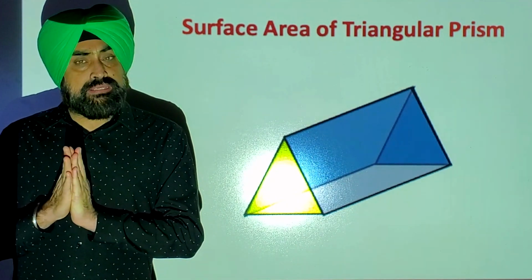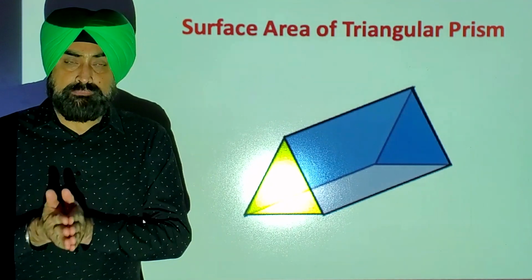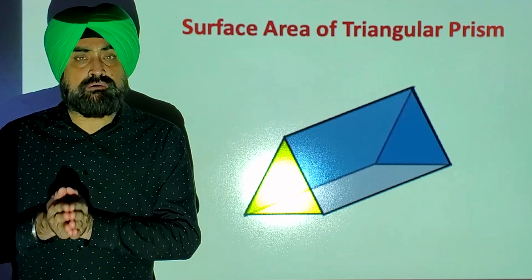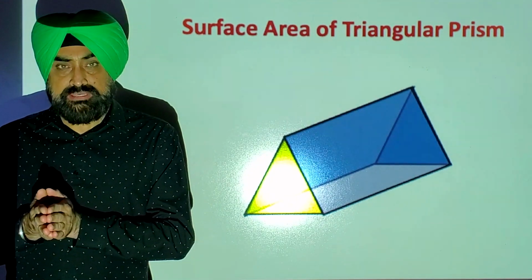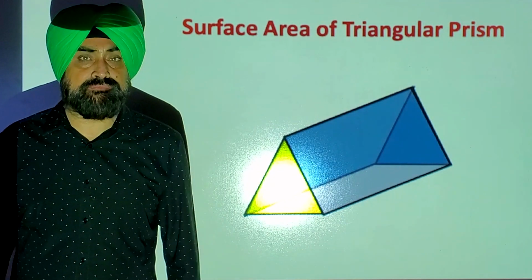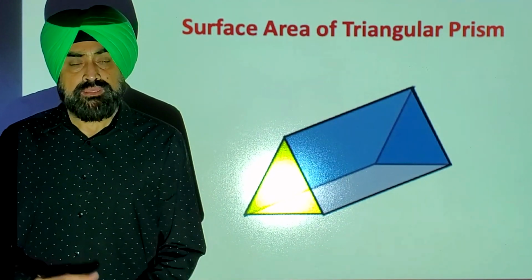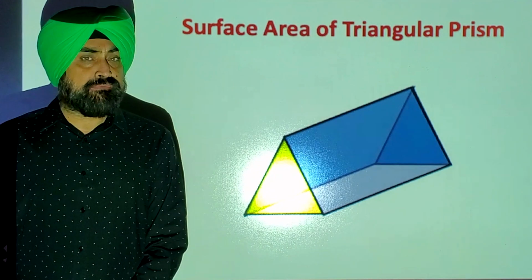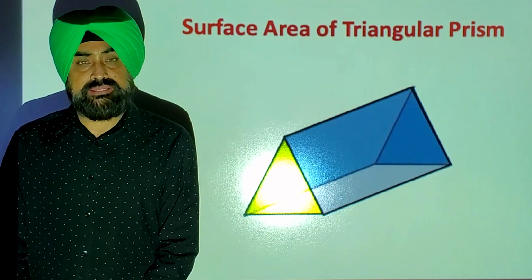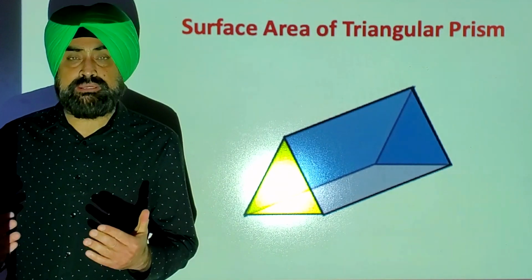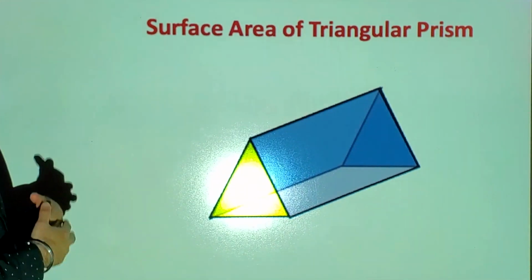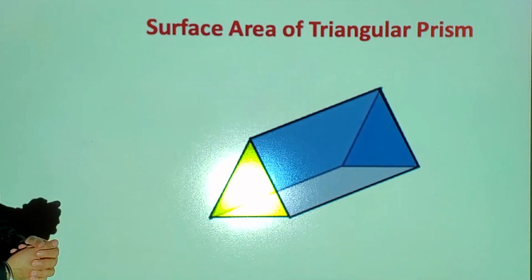Let's see how many surfaces a triangular prism has, and then we will find the area of each surface, and at the end, to find the surface area, we will add up the area of each surface. A triangular prism is three-dimensional in shape. When we find the area of each surface, that will be two-dimensional. Right? So let's see how to find the surface area of a triangular prism.